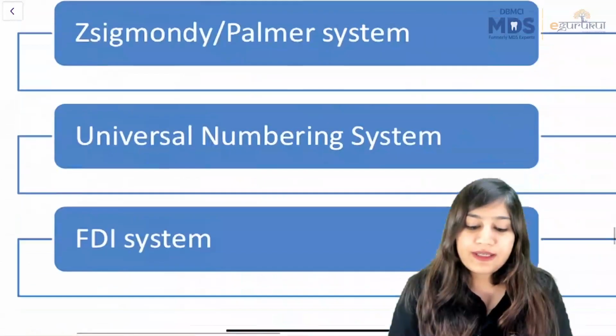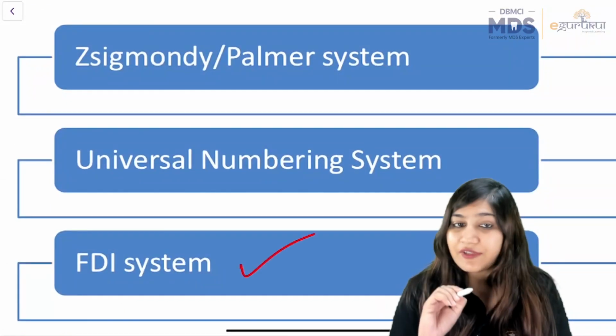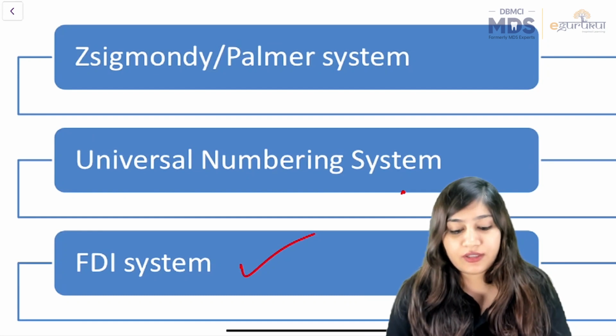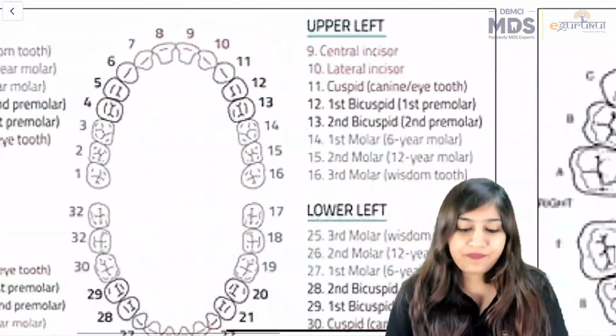Then we have basically three systems. FDI system we have studied, universal system, or Zsigmondy Palmer notation. Coming to universal system.